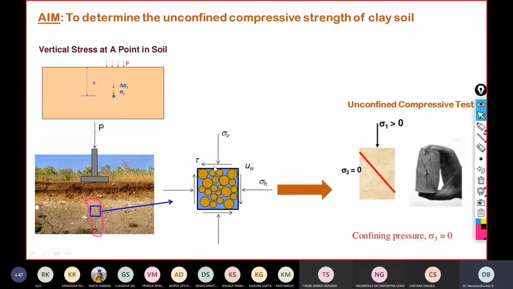Now today we will try to mimic one of such stress conditions where the lateral stress is 0 and there is no shear stress. Of course, there is no pore water pressure also, but only axial stress exists. If only axial stress is applied on the soil sample, what is the resistance offered by that particular soil sample? That is called the unconfined compressive strength.